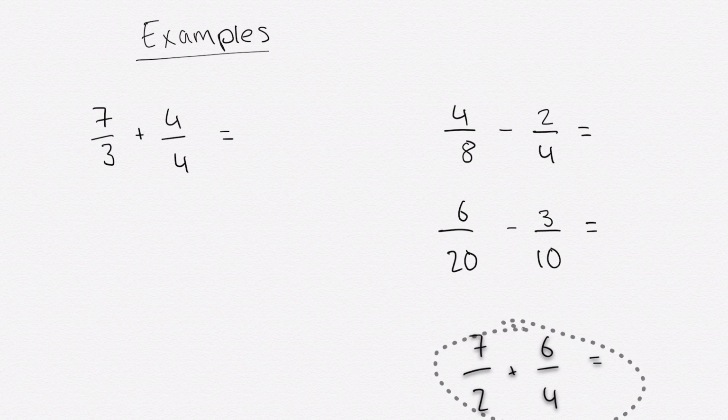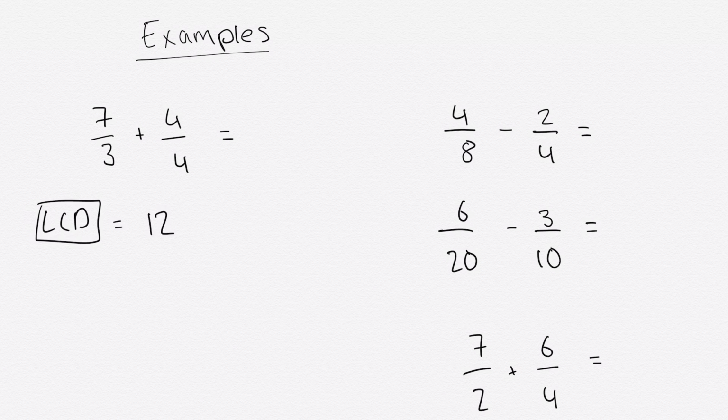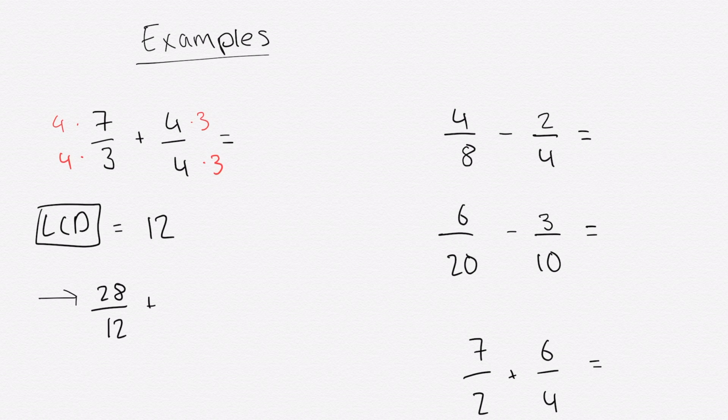Now that we've familiarized ourselves with the rules, let's look at a few addition and subtraction examples. The first one I have is 7/3 plus 4/4. So the lowest common denominator is 12, and so we multiply 7/3 by 4/4 and 4/4 by 3/3, which gives us 28/12 plus 12/12, which is equal to 40/12, or more simply 10/3.